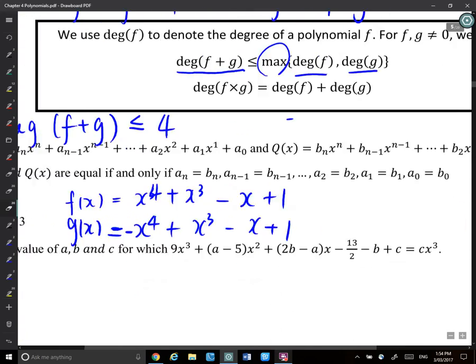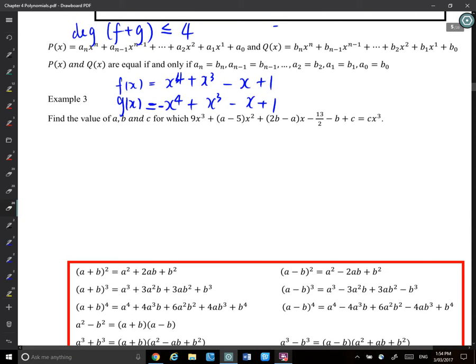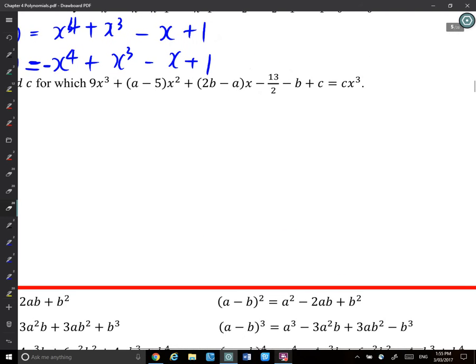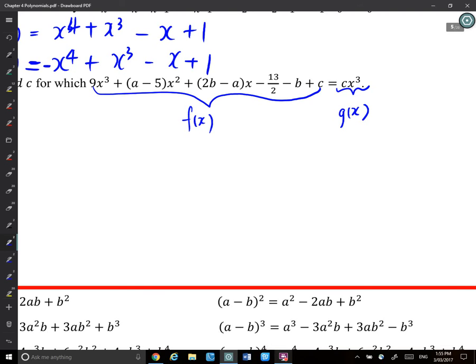Okay, so we're almost there. Find the values of a, b, and c for which the two equations are equal. We can see that's a polynomial. Let's say we have polynomial number 1, that's f(x), and the right hand side we have g(x). I want to find some values to make f(x) equal to g(x).